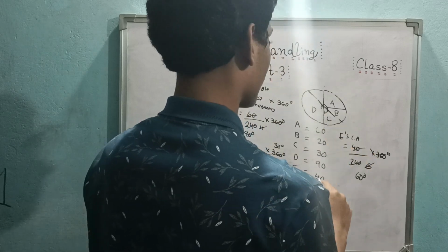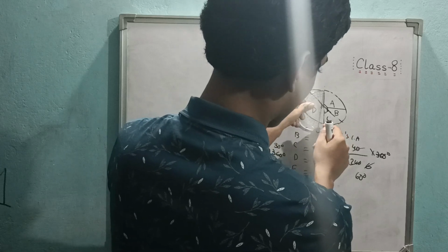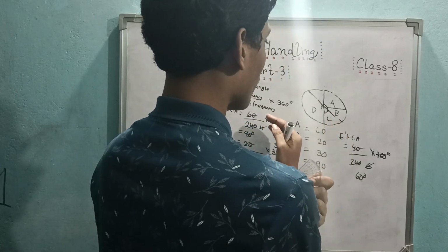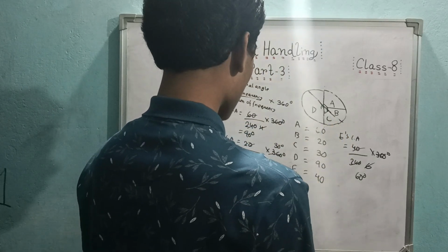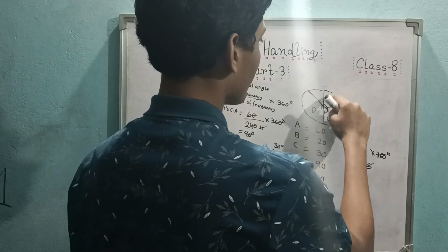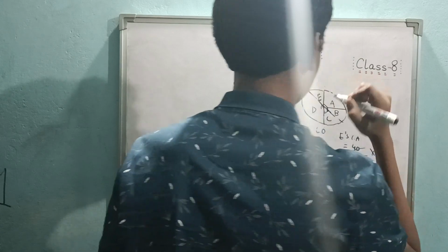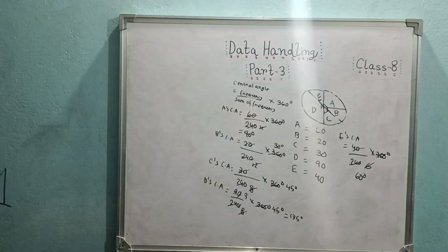Then for C, draw the next central angle for C. Then place the protractor again on this line. Then draw the angle for D using the central angle of D. Then you got this line, and this is the final part. So you can write it as E. This is the concept of the pie chart.